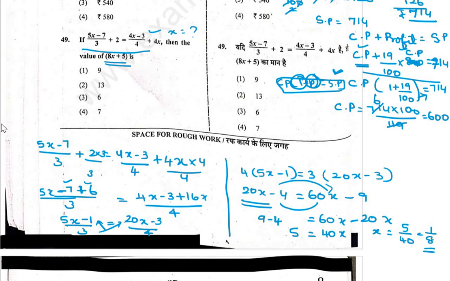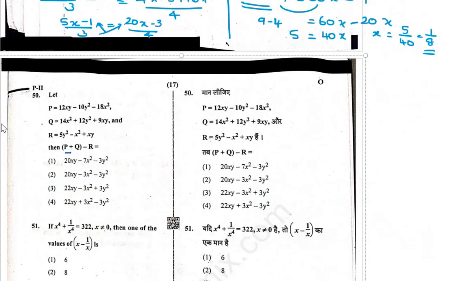But our question is not this one. We have to find this expression. So 8 into x means 1 by 8, plus 5. It will be cancelled. 1 plus 5, 6. 1 plus 5 is 6. Come to the next question.